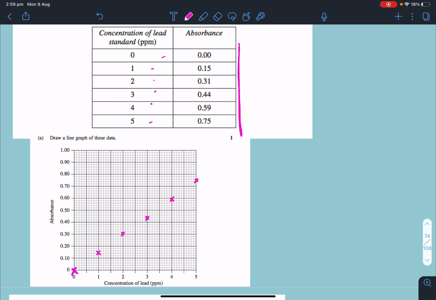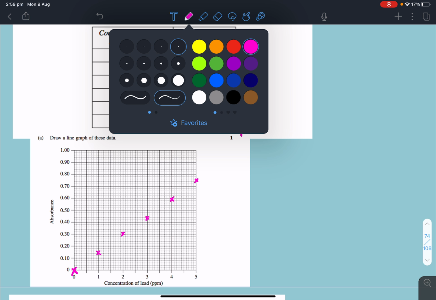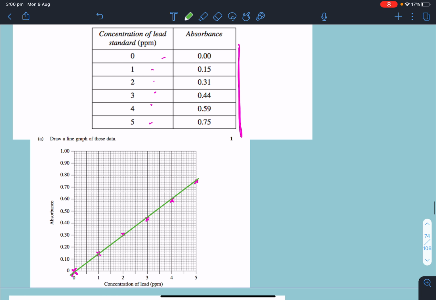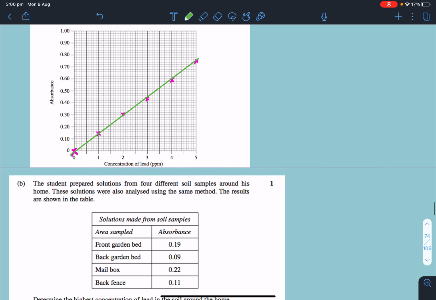Look how linear that is. So from there you will draw a line of best fit. I don't have a ruler with me. Let's see how I go freehand. Oh, that's a bit wobbly. All right, so you'll use a ruler and draw a line of best fit. Okay. So now you know your relationship between concentration of lead and absorbance through AAS.